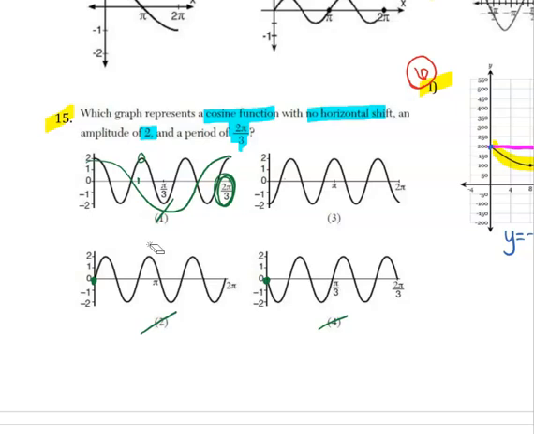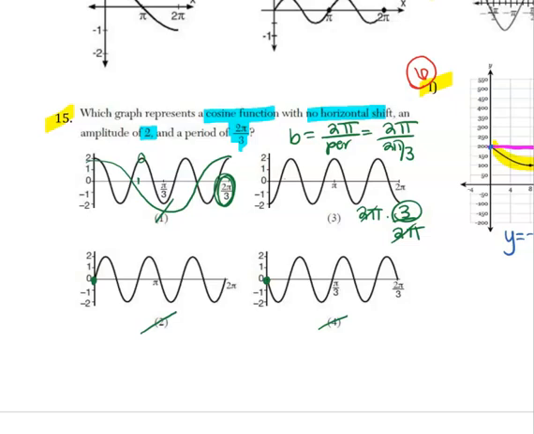Now, here's another way to think about it. The frequency is equal to 2 pi divided by the period. So if you do 2 pi divided by 2 pi over 3, that's the same thing as 2 pi times 3 over 2 pi, which is a frequency of 3. That means you are seeing 3 full cycles over 2 pi units. Hey, look at that. There's 2 pi. 1, 2, 3. That is what that's describing. That has a period of 2 pi over 3. And that's your multiple choice answer.